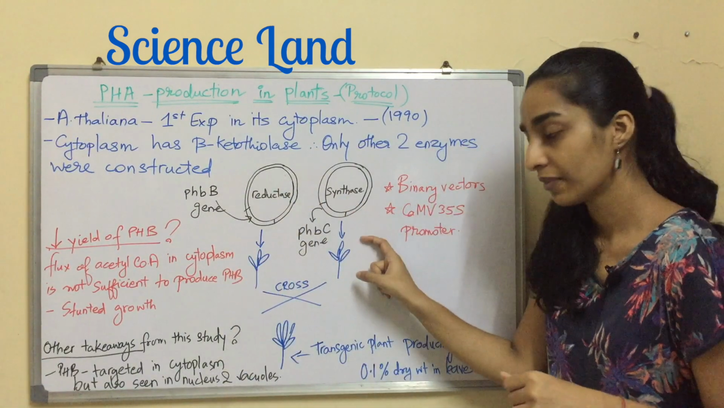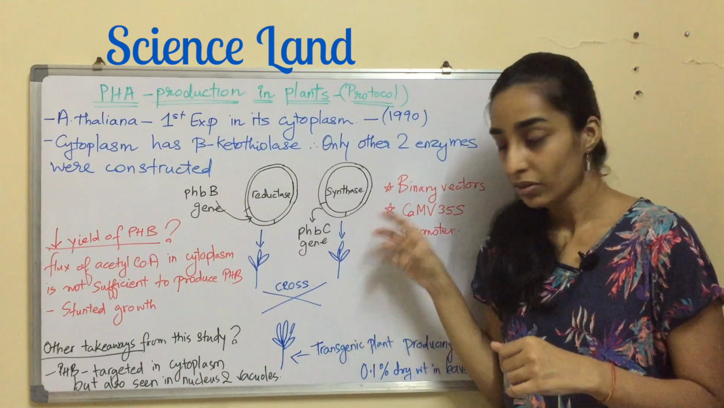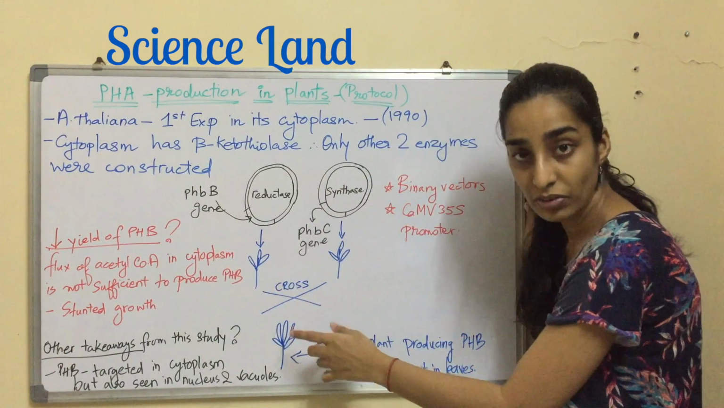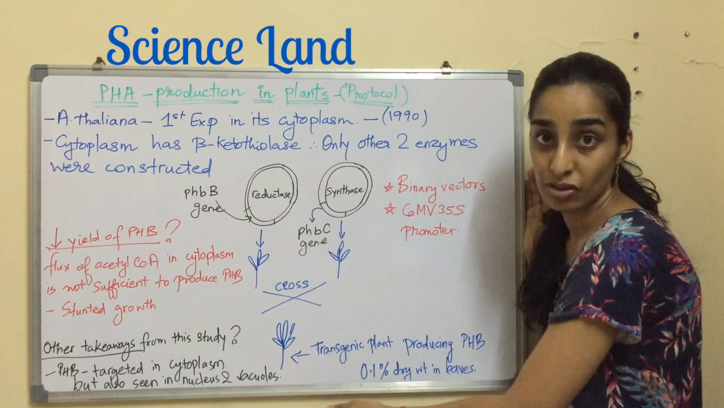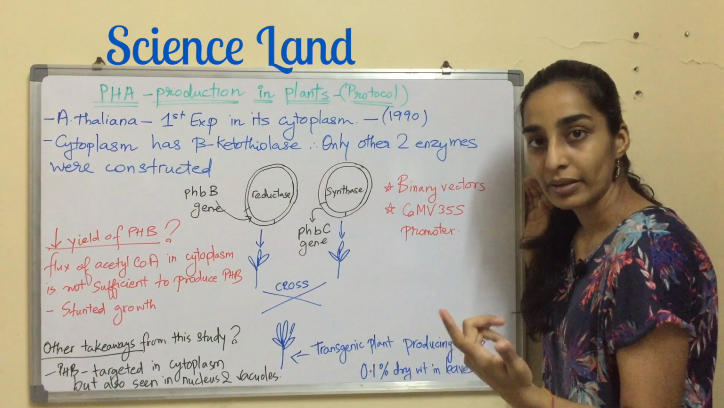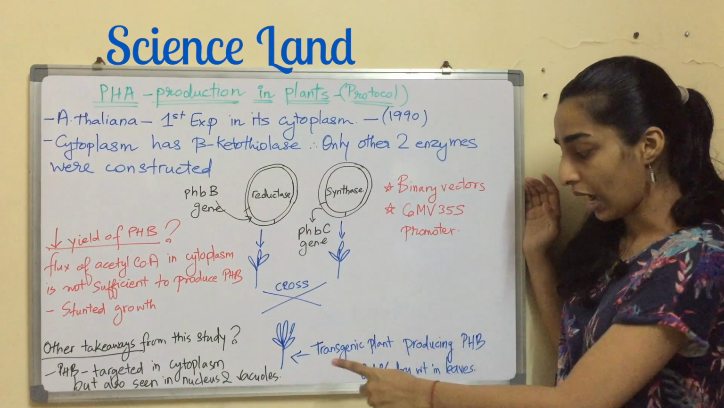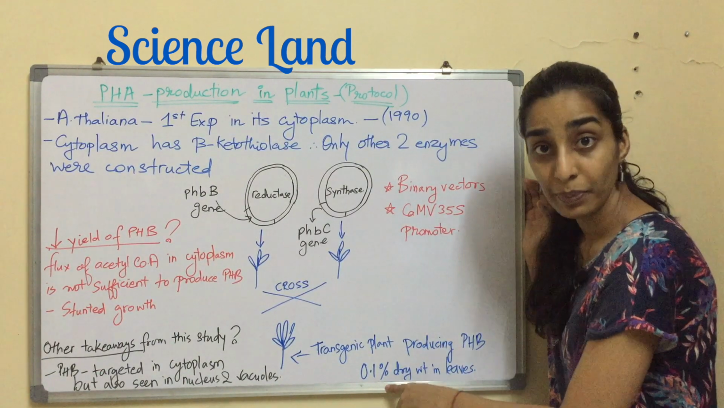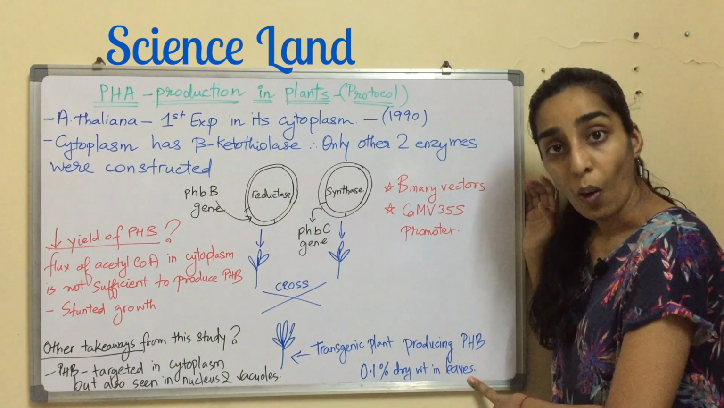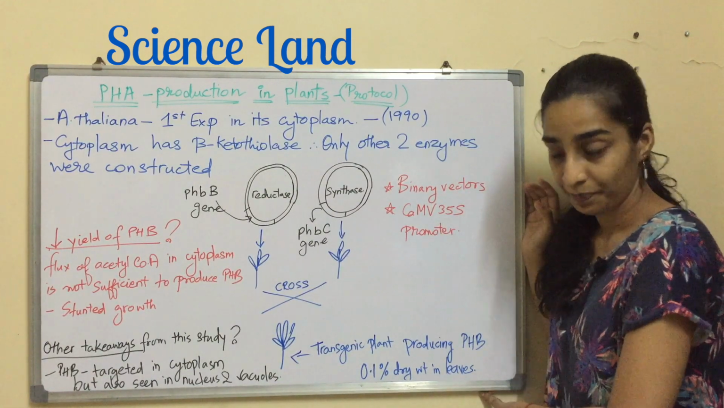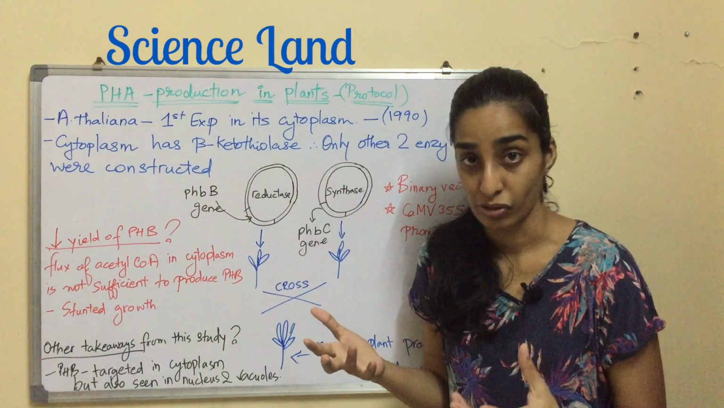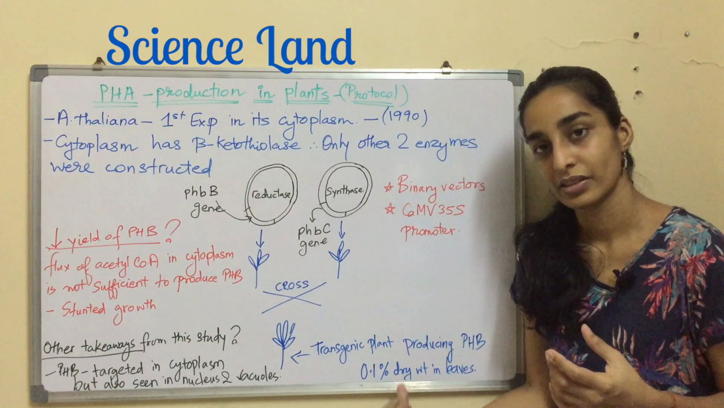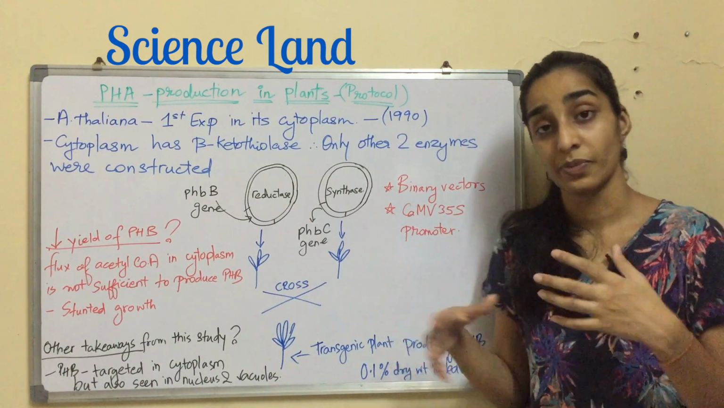Now, once the individual plants were made, the cross was carried out, like cross-pollination, and the ultimate transgenic plant accumulated PHB. This plant produced 0.1% of dry weight of PHB in the leaves. Okay, so this was the experiment. Now, there are certain observations. 0.1% dry weight of PHB is very low.